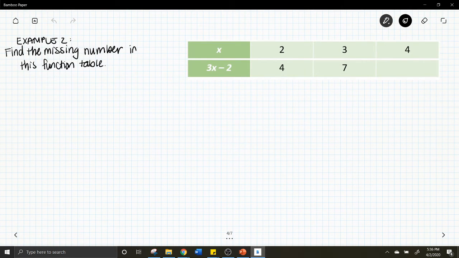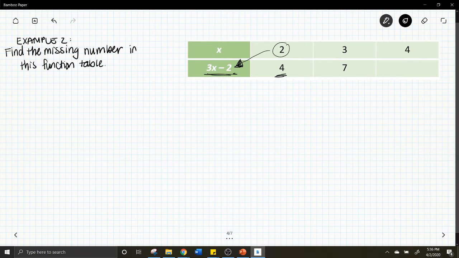Okay, find the missing number in this function table. They wrote this one horizontally instead of vertically like we normally look at them. And we have two headings. We have x, and then we have 3x minus 2. Basically what this is telling us to do is to plug x in, whatever the x value is, plug that value into the second part. That would be our function. And then that's how we get our output.